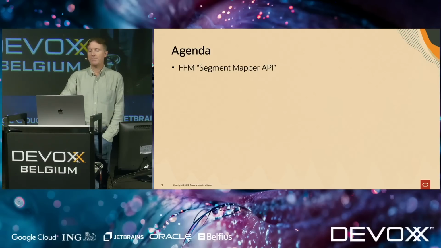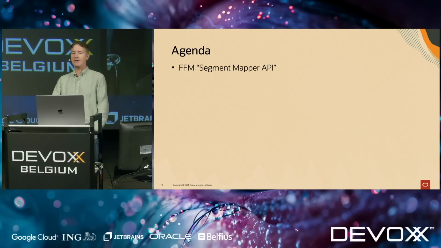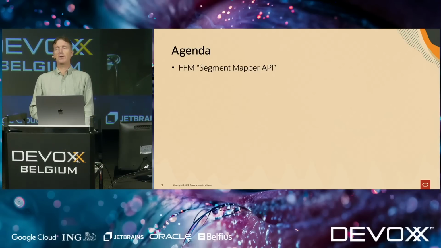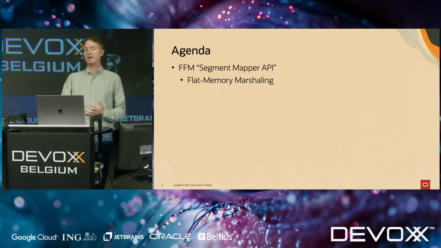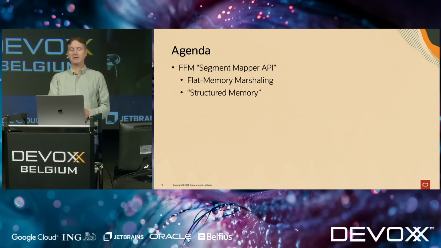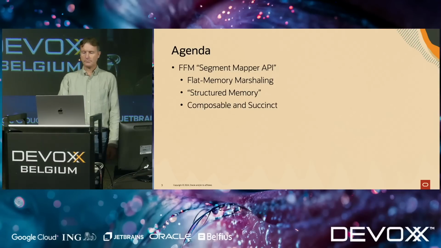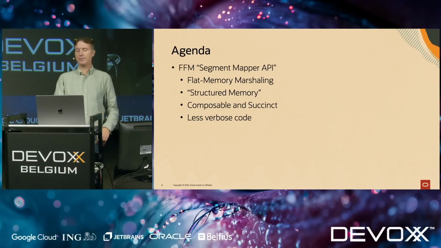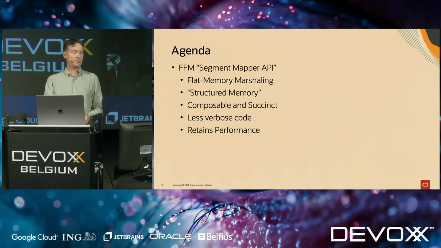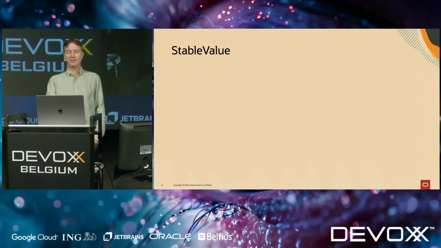Then I'm going to talk about the FFM SegmentMapper API. And the FFM is the Foreign Function and Memory API, which was first publicly released and finalized in Java 22. And this is kind of an extension, an improvement of that. And it's a kind of flat memory marshalling capability where you can view flat memory as structured data, which is composable and succinct and gives you much less verbose code than before, while retaining the same performance as you would have hand-coding all these kinds of adapters.